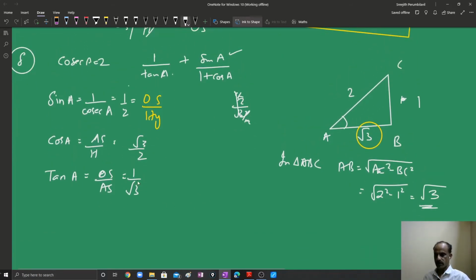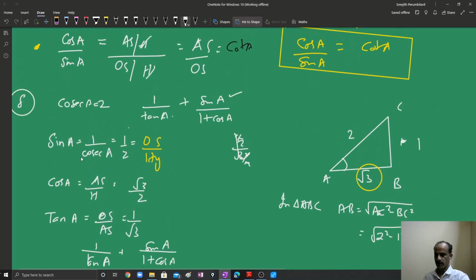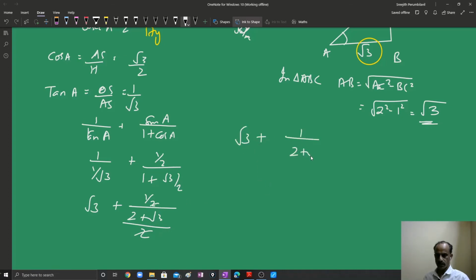So now we will substitute it here. What is required is 1 divided by tan A plus sin A divided by 1 plus cos A. That is 1 divided by 1 by root 3, plus sin A, which is 1 by 2, divided by 1 plus root 3 by 2. 1 by 1 by root 3 is equal to root 3. Taking LCM here, 2 plus root 3 divided by 2. These two 2s cancel. What remains is root 3 plus 1 divided by 2 plus root 3.